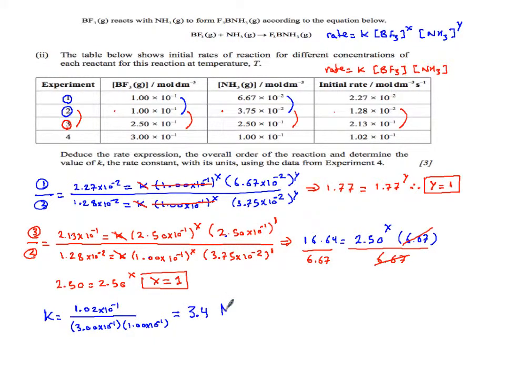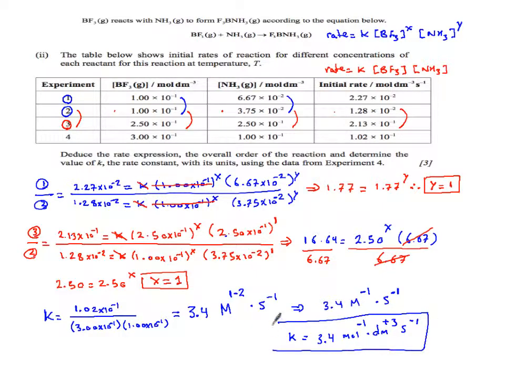Now the unit is concentration to the power 1 minus overall, in this case overall is 2, times seconds to the power minus 1. So it is 3.4 molarity to the minus 1 seconds to the minus 1. Then again I'm going to expand on molarity, which is mole to power minus 1 dm to power plus 3 seconds to the minus 1. My rate constant for this experiment at a given temperature.